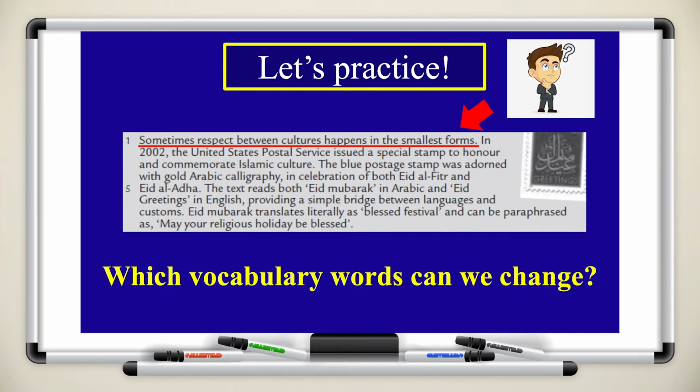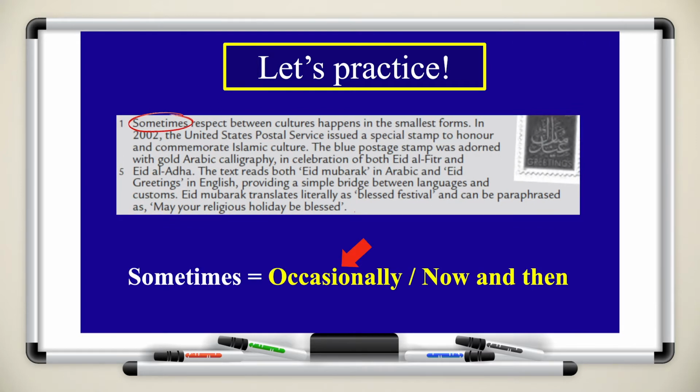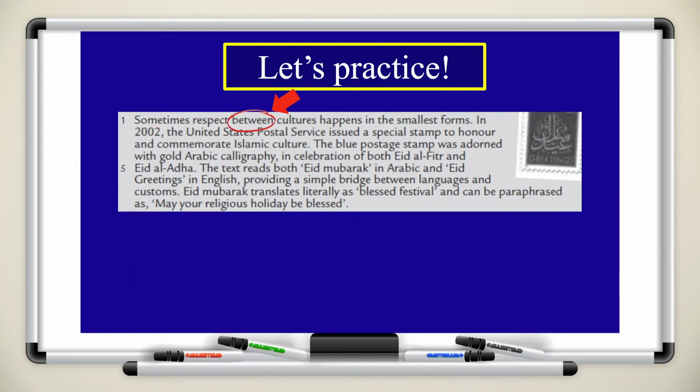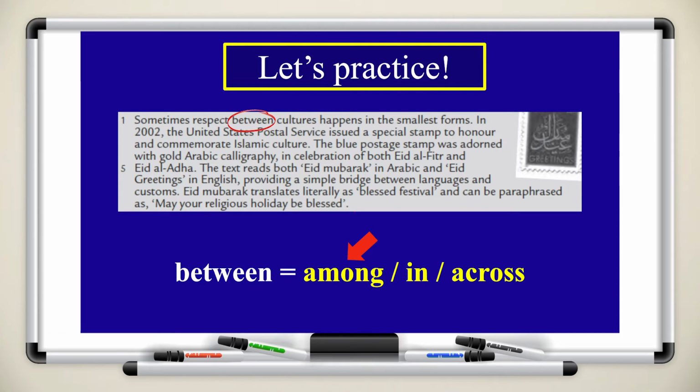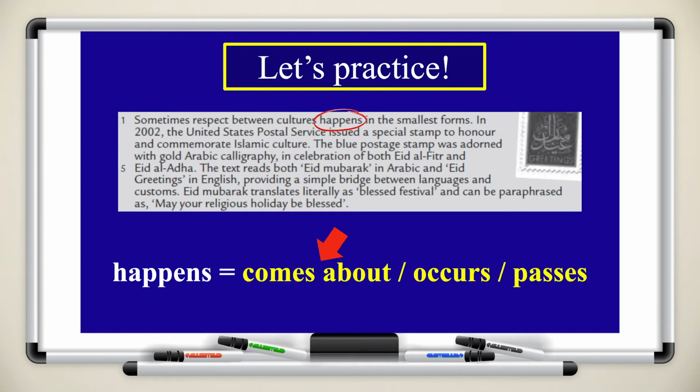Now let's look at the first sentence. Which vocabulary words can we change in this sentence? We have the word sometimes, which also means occasionally, and now and then. We have the word between, and we can see that there are other words that have the same meaning. We have among, in, and across. The last one here is happens. It could also mean comes about, occurs, or passes.